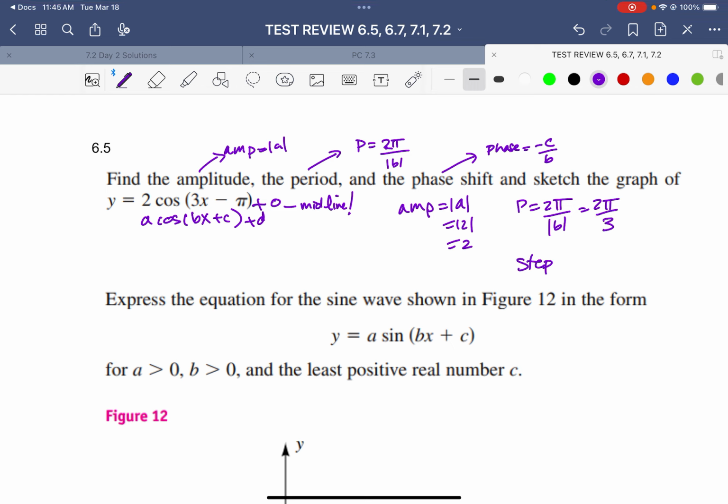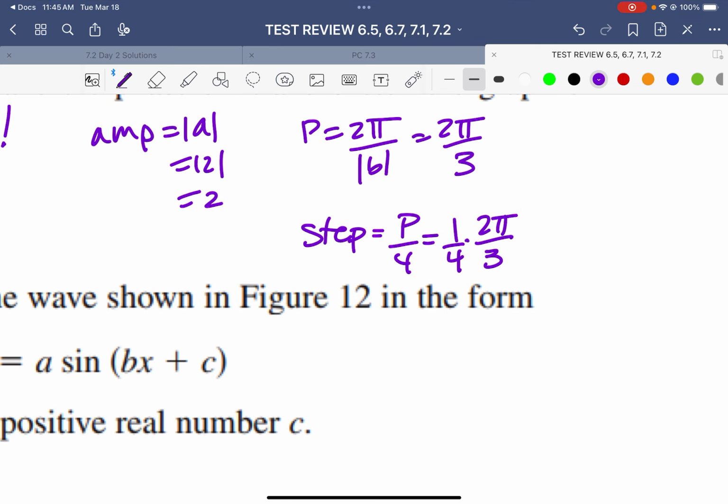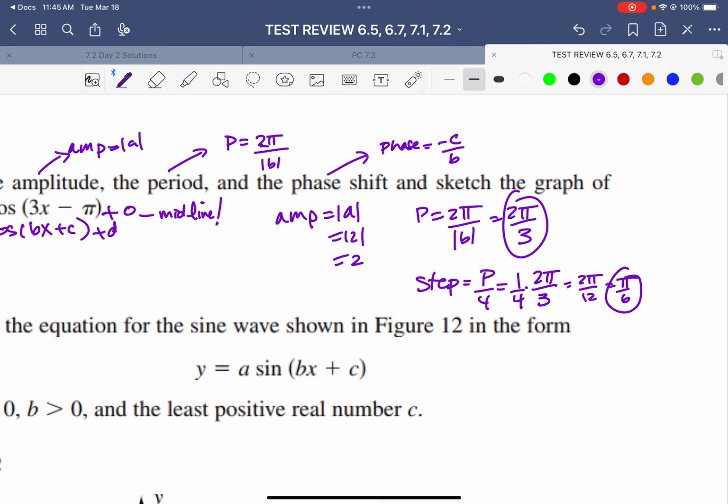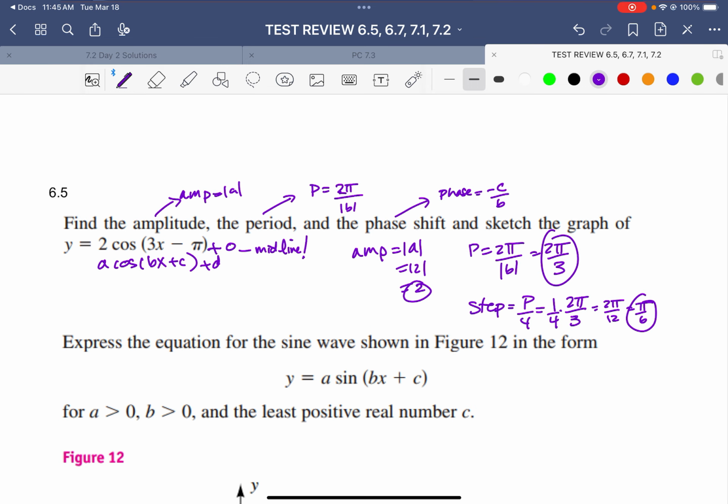That means our step size is period over 4, so that's going to be our period divided into 4 pieces, which is the same as multiplying by 1/4. So that's 2 pi over 12, which is also known as pi over 6. So each step is going to be pi over 6, and we get 2 pi over 3 as a period. That's our amplitude, so now I'm ready to draw.